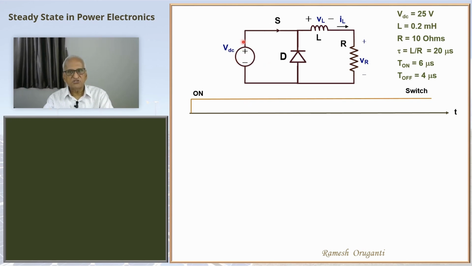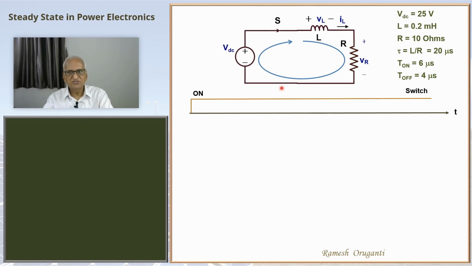VDC, the positive terminal is here, negative terminal is here. So the cathode is connected to the positive, anode is connected to the negative. So the diode is reverse biased. The diode will not conduct. So let's remove the diode. This is a DC circuit, an LLR DC circuit fed by a DC source, the same circuit that we analyzed earlier.